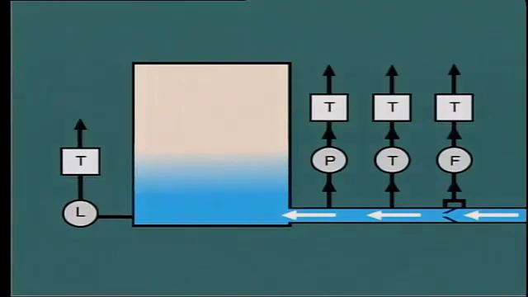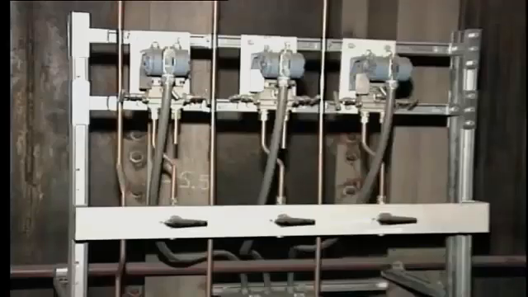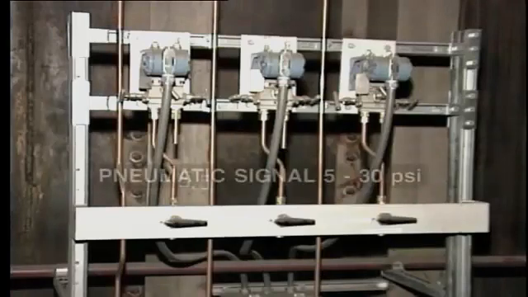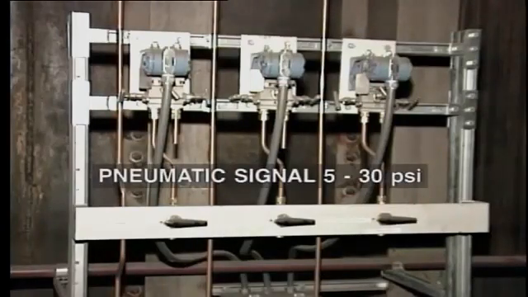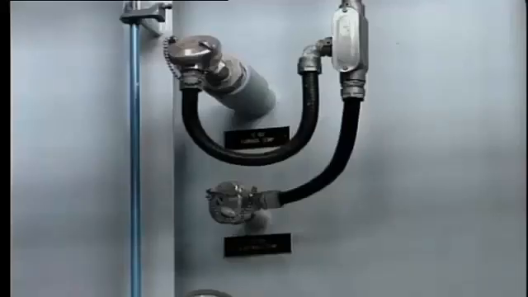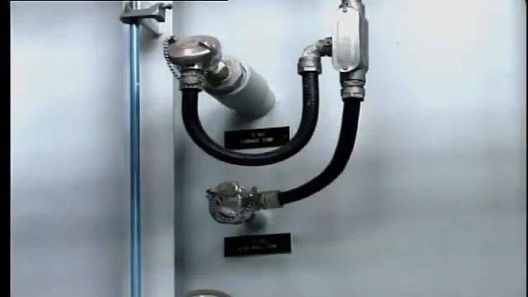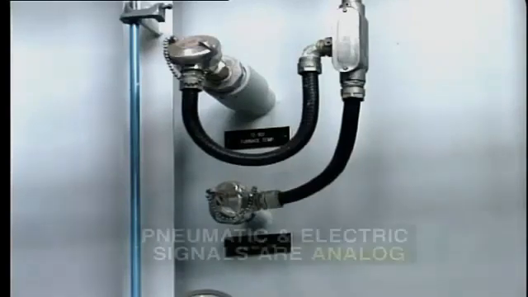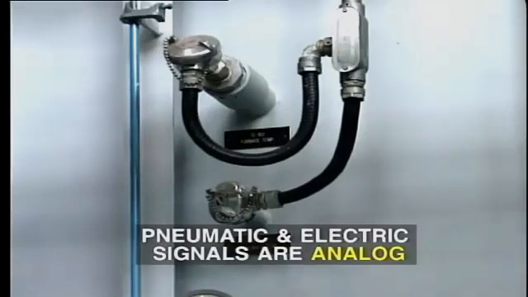Older installations still use compressed air as the signal medium. Typically, the pressure of the pneumatic signal will vary between 5 and 30 psi, depending upon the value to be transmitted. Another method for information transfer is via electrical signals, with the transmitter output being adjusted by millivolts or milliamps. These pneumatic or electric signals are known as analog signals.